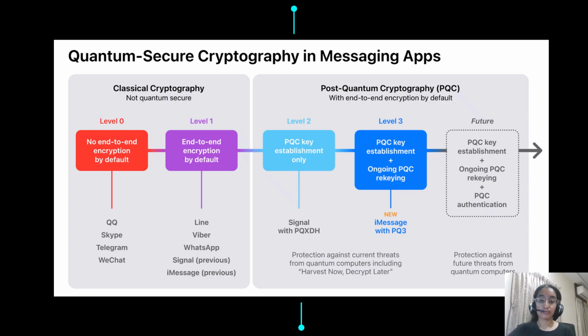So as you can see in front of me, there is a picture. In classical cryptography, you can see that level 0 and level 1 are how classical cryptography works. But when we use PQC, post-quantum cryptography, level 2 and level 3 are also there, which helps in stronger encryption of data. In level 2, PQC key establishment only happens. It is Signal with PQXDH. And then in level 3, we can see PQC key establishment and ongoing PQC rekeying. So this makes it more powerful.